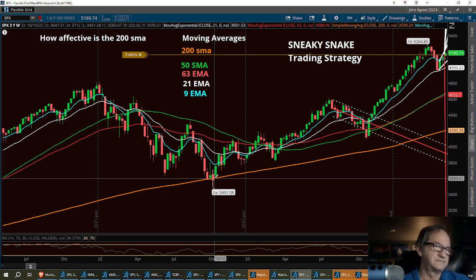day trading, swing trading, I'm going to use a bigger time frame. It's going to tell me if the stock's bullish or bearish. If you're below the 200, you're bearish. You're above it, you're bullish.